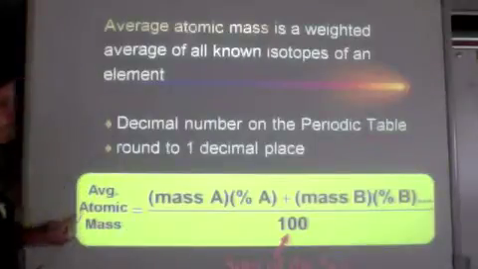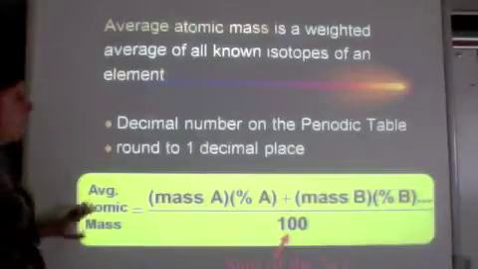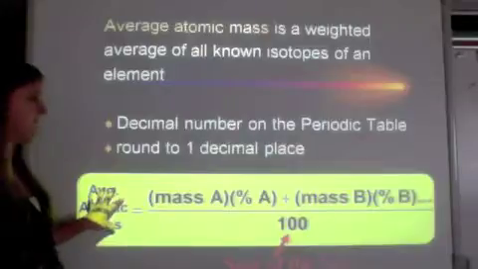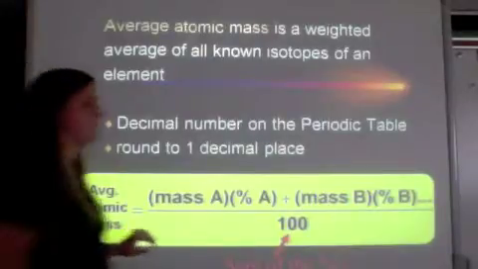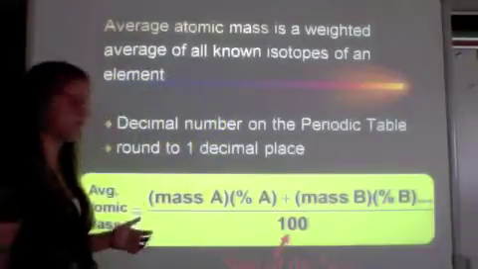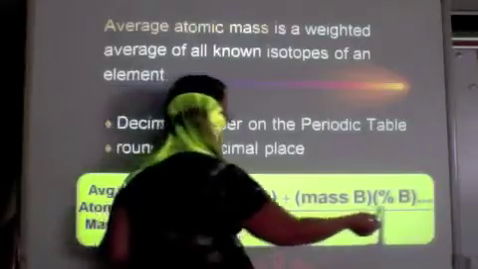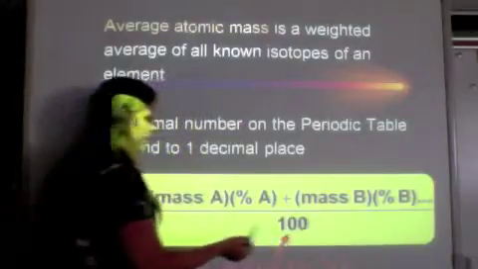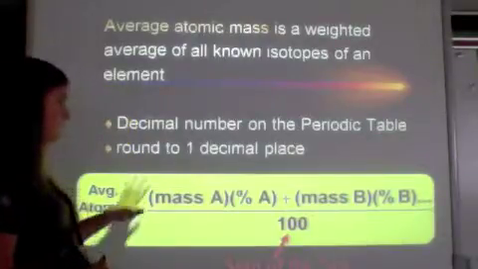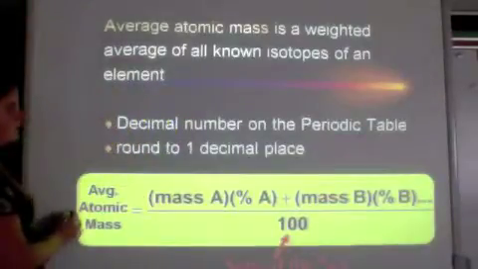So this is the formula. This is already in your notes. So just let me explain what's happening here. The A and the B stand for the isotopes. So in this case, looking at this equation, there's only two isotopes. That's why it says dot, dot, dot here, because however many isotopes there are, that's how many times you have to do this. So you do mass of A times the percent of A plus the mass of B times the percent of B. Now, you're not actually putting percent signs in the calculator. So you're just doing the mass of A times the percent of A plus B times B all over 100.